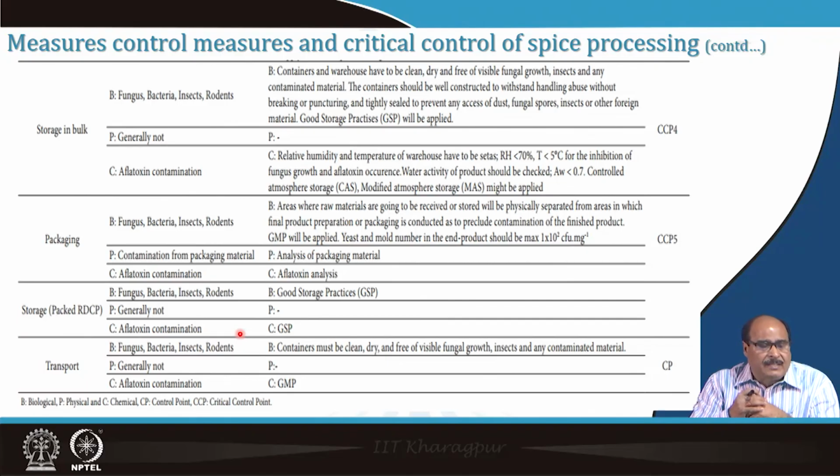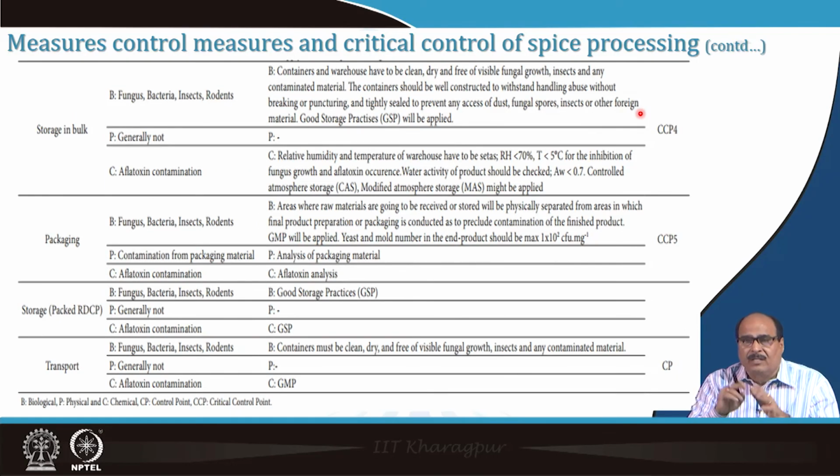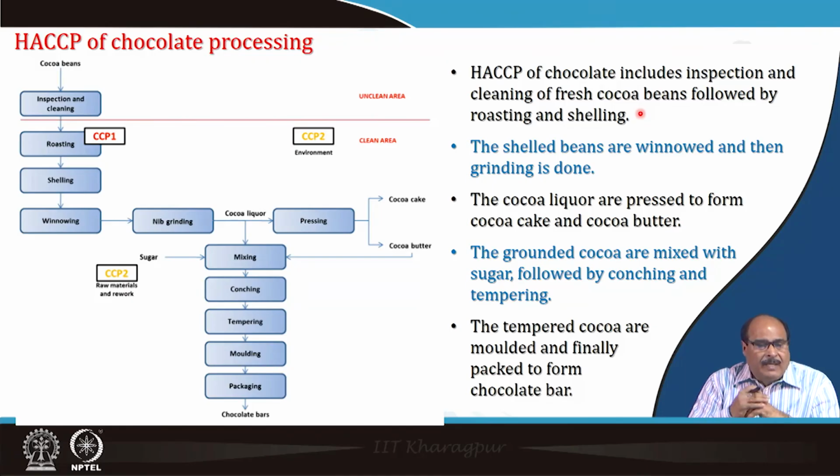You can refer to this. Similarly in the storage, packaging, or transport, etc., for the spices, there are various stages. Like in the transport, and likewise in the receipt, there are critical control points and control measures. Finally, the HACCP of the chocolate processing.